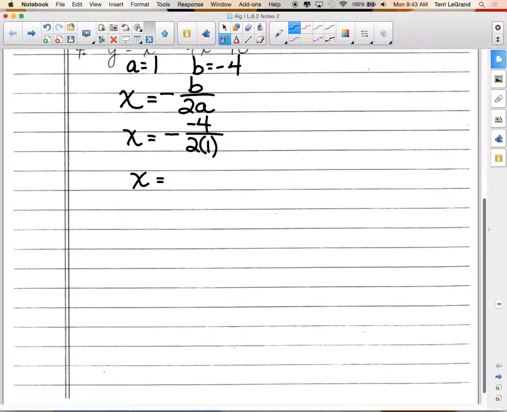So x is equal to the opposite of negative 4 divided by 2 times 1. What's 2 times 1? 2. And what's negative 4 divided by 2? Negative 2. Well, what's the opposite of negative 2? Positive 2. Okay. So we now know this is our axis of symmetry. Let's just make that note. So if we needed the axis of symmetry, we just found it.